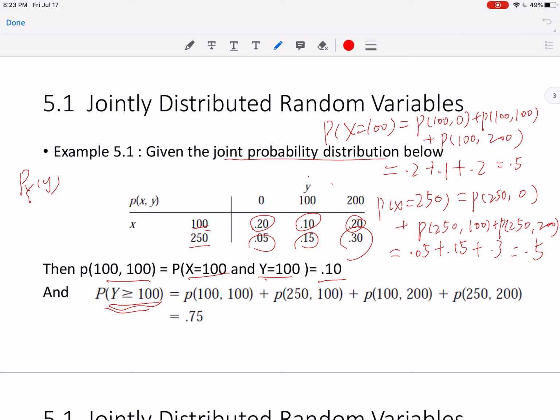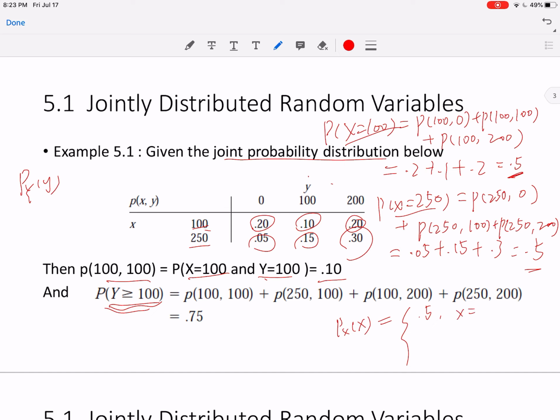Let me write down the marginal PMF of x, P sub x of x. Of course, it should be the little p. That would be equal to, since the probability is 0.5 for both x equal to 100 and 250, we can just write them together. So the probability mass function is equal to 0.5.